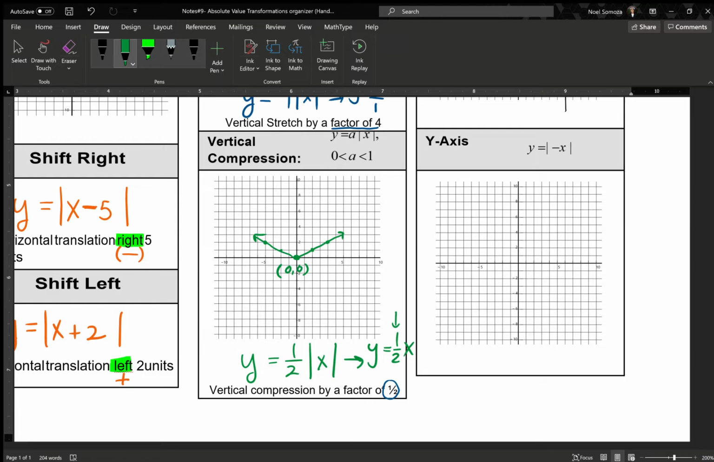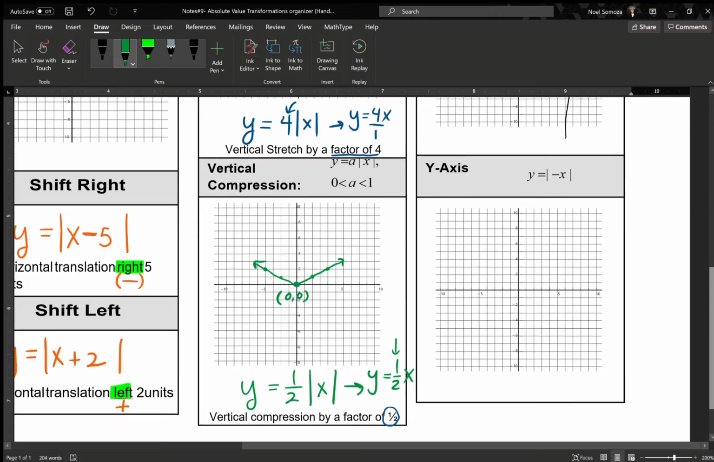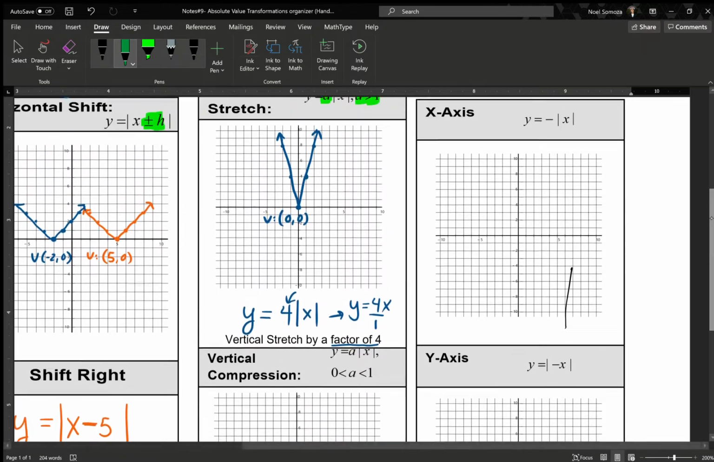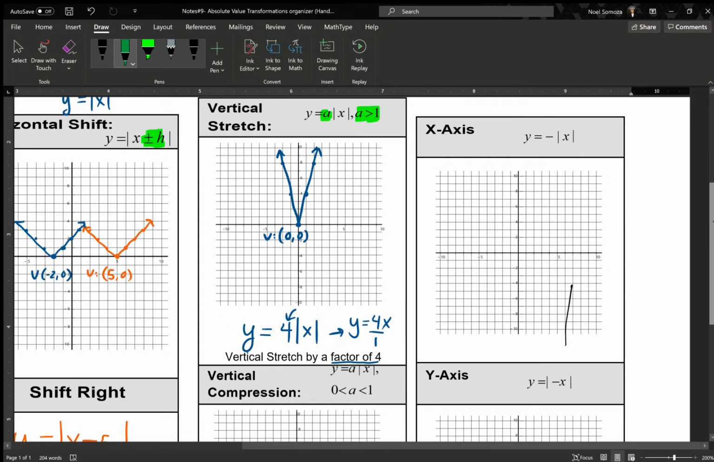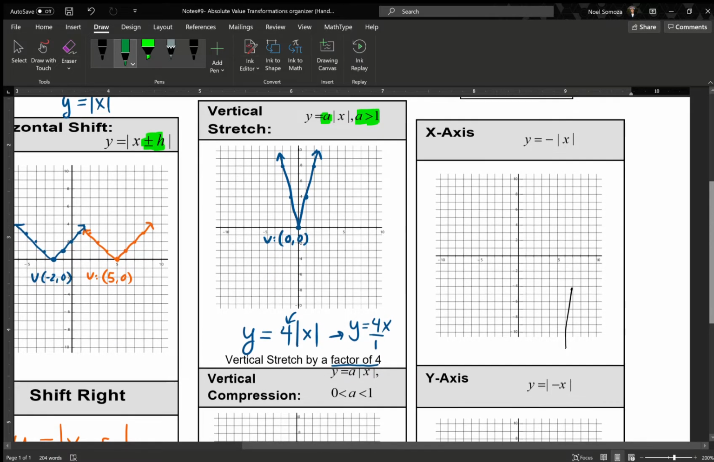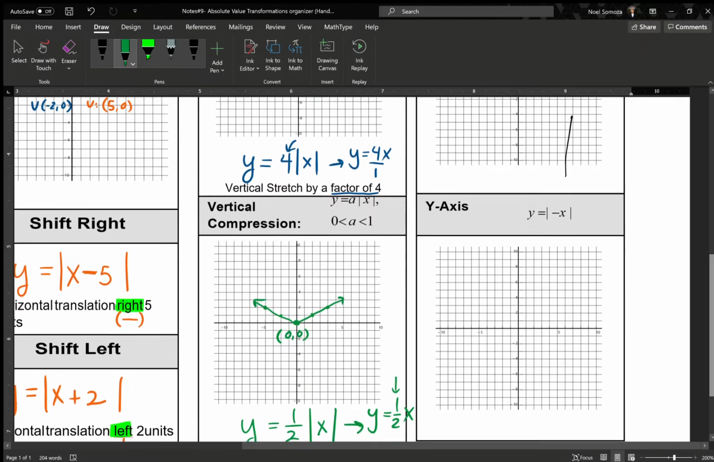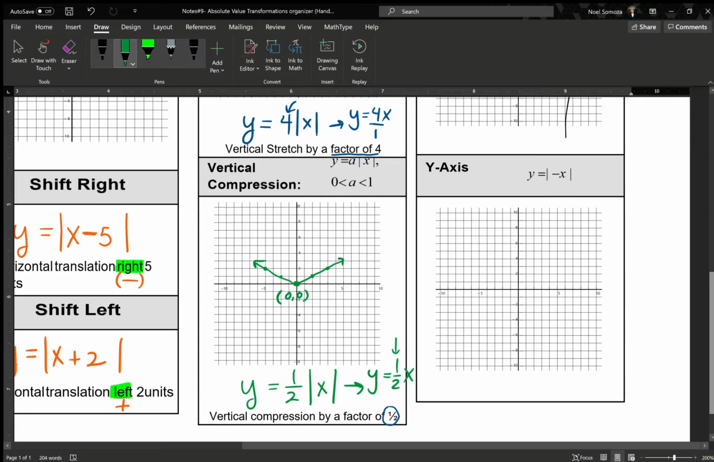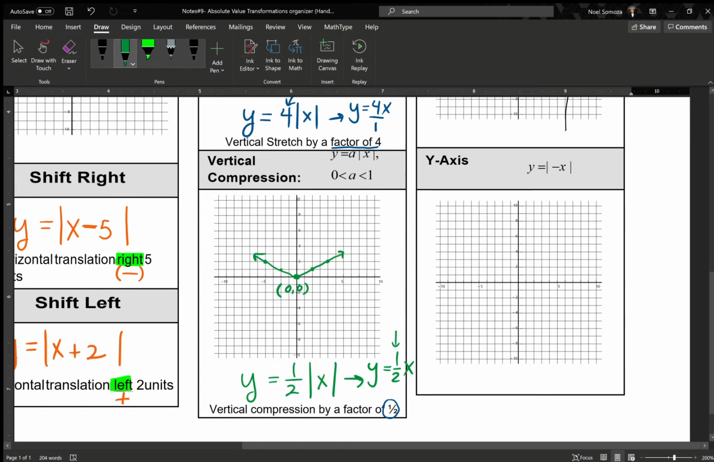So notice how wide this graph is in comparison to its brother over here, which is the vertical stretch. The vertical stretch is pretty narrow. It grows pretty quickly versus the vertical compression. It looks like somebody is trying to push the lines down, kind of open it up, make it kind of like a book.